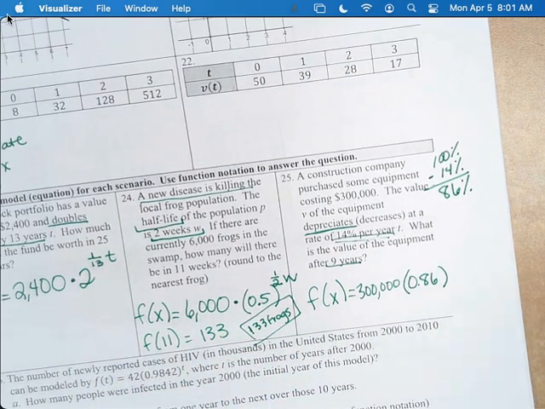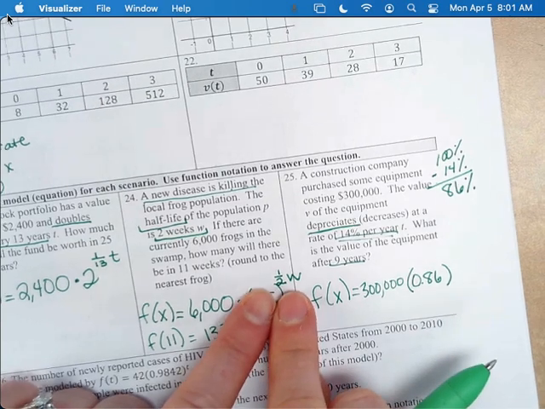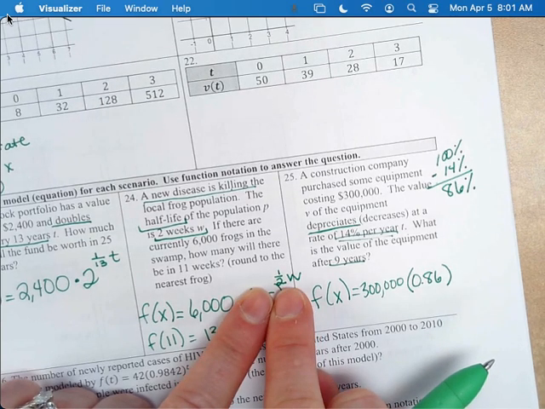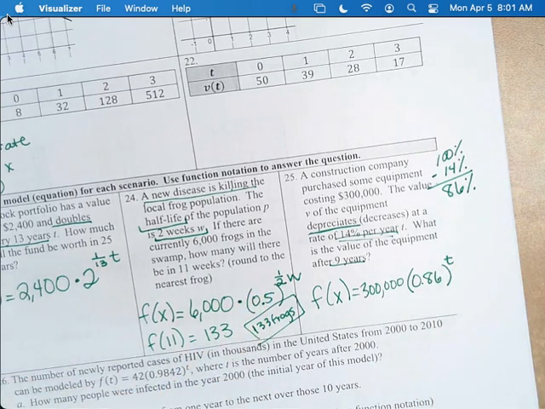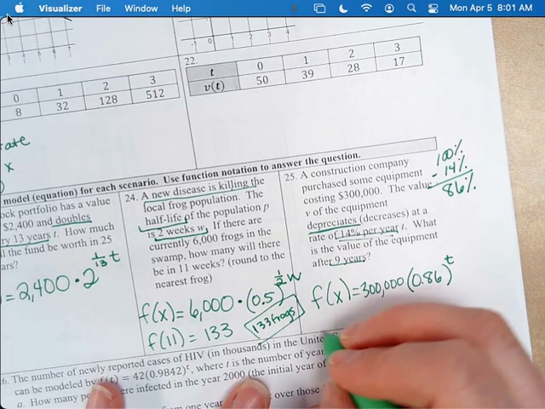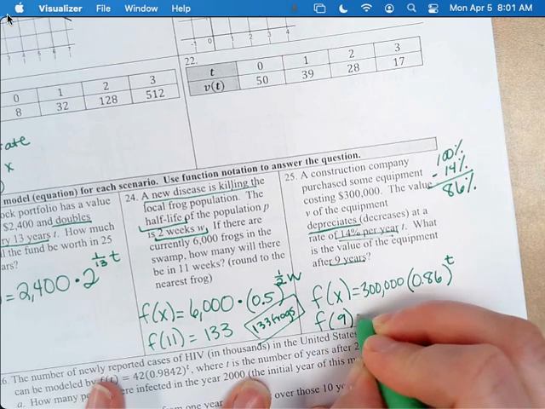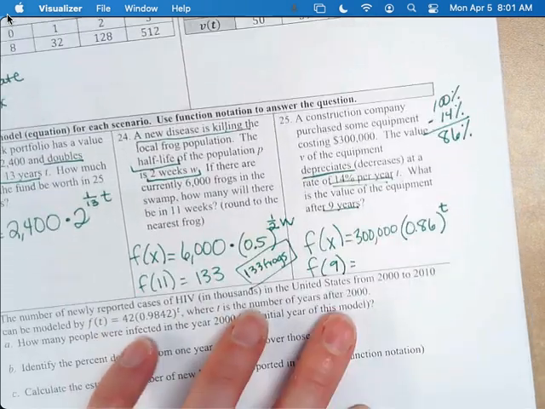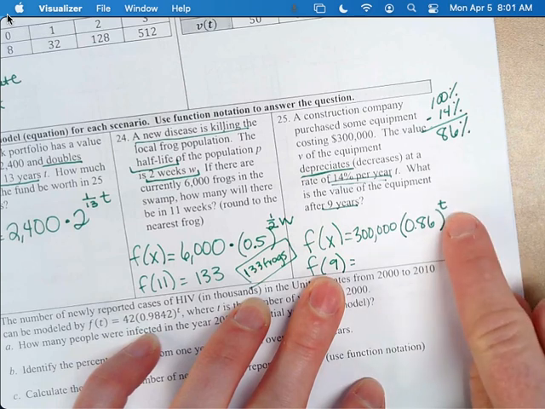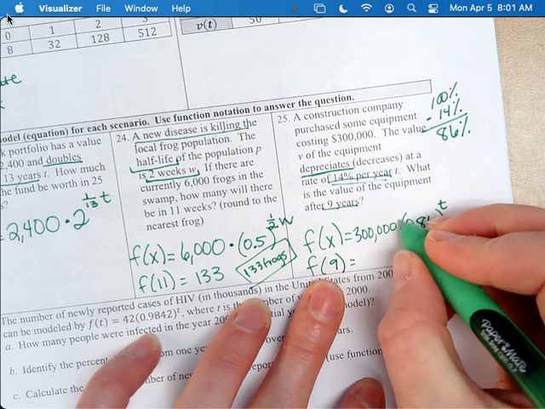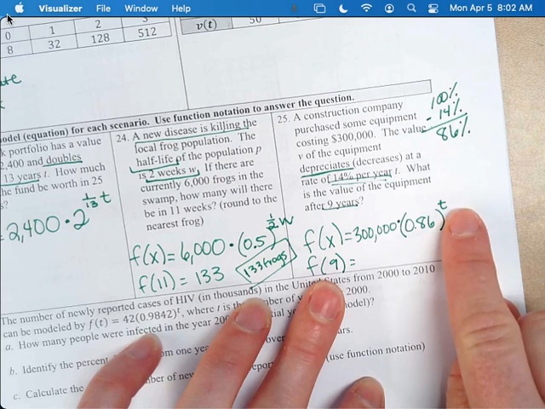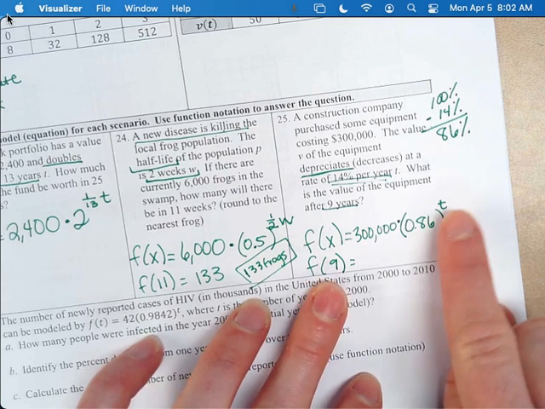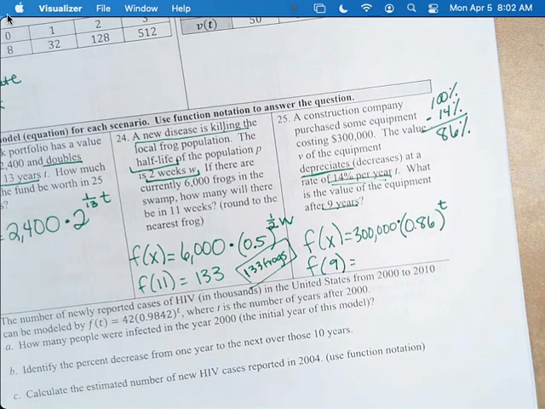And then it says per year, so we don't have to do any of this stuff because it tells us per 1 year, so that'd be to the T. It says, what is the value after 9 years? So you can use your table of values, or you can just plug in 9 for T. The only number that is being raised to that T value, or to the 9 in this case, will be the 0.86.